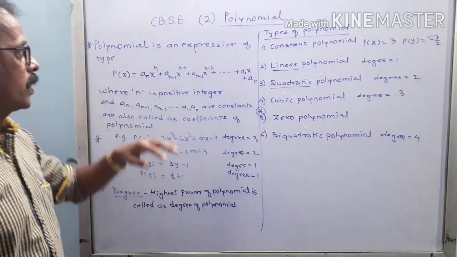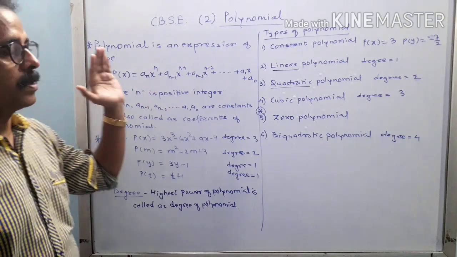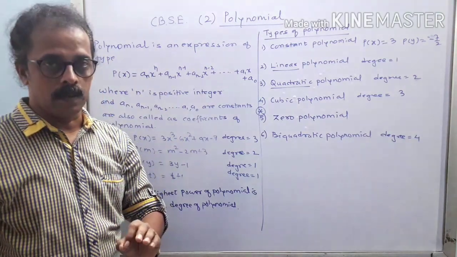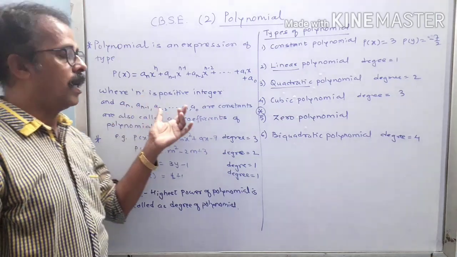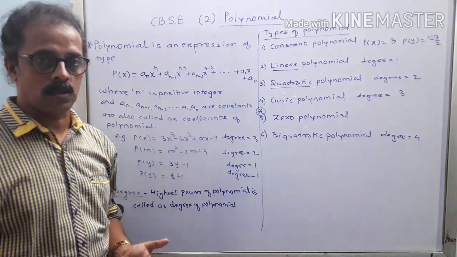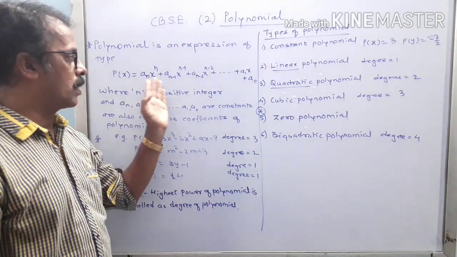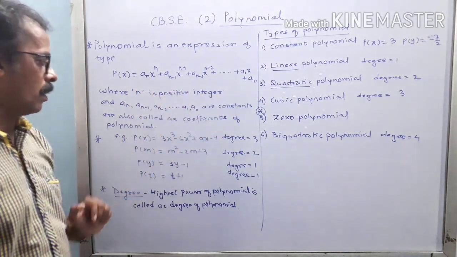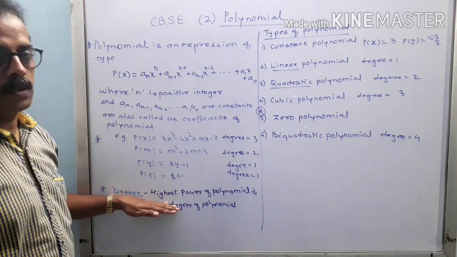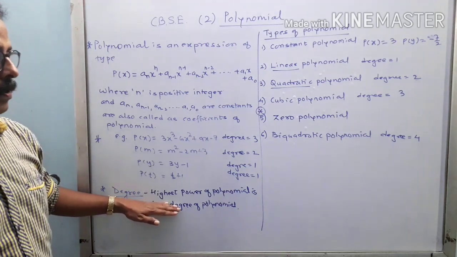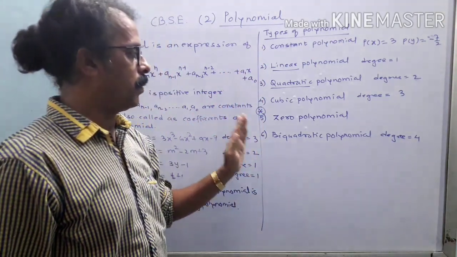Again, we will revise what we started with. We say that a polynomial is expressed in terms of one variable with positive integers as indices and constant numbers as coefficients. Here n is a positive integer and these constants, as we have seen, might be real numbers. Then we saw the meaning of highest power, which we call the degree of the polynomial.